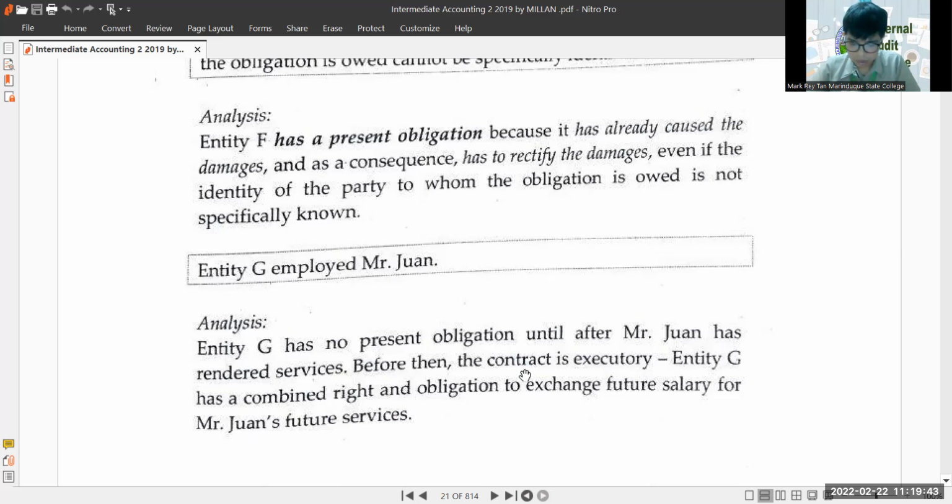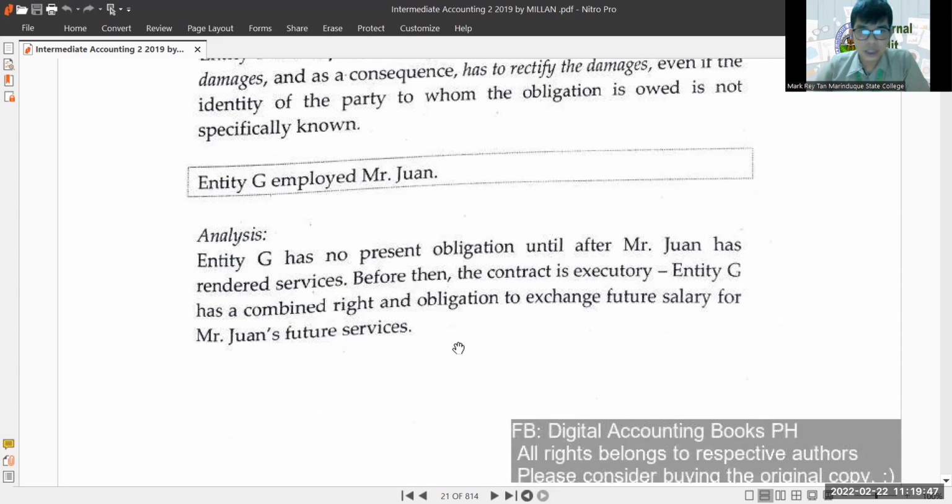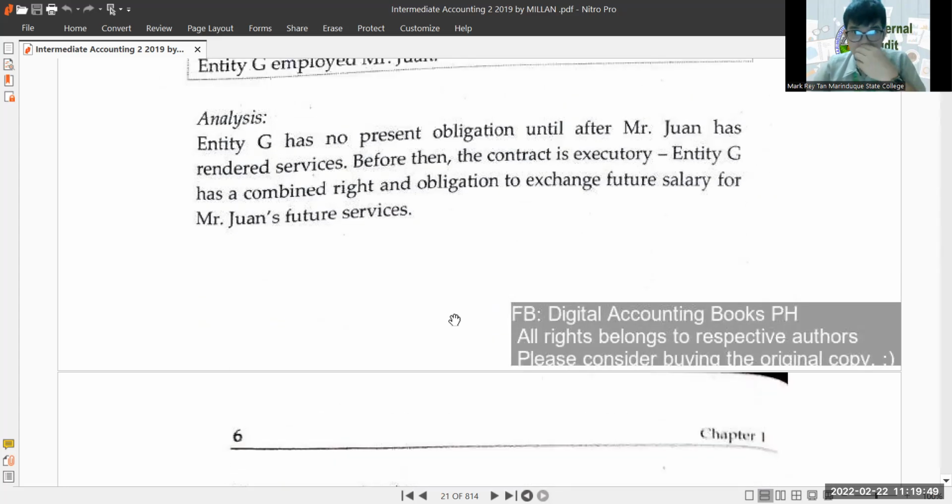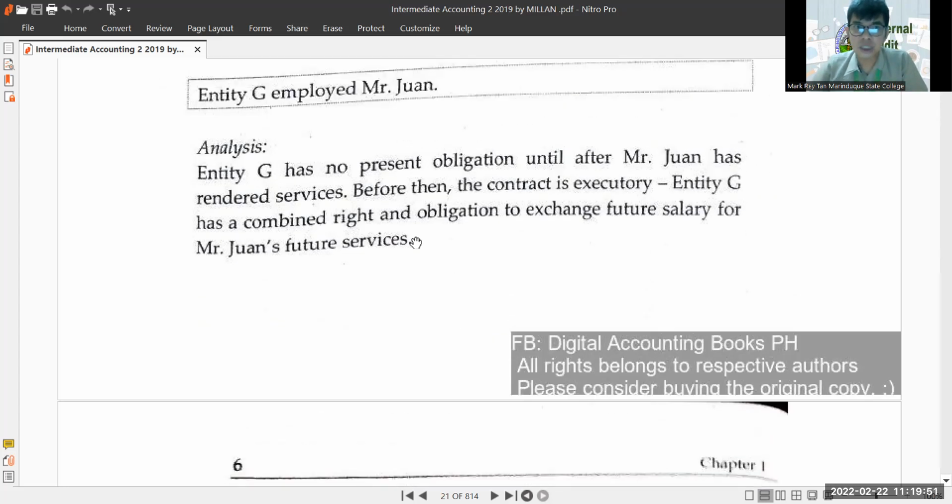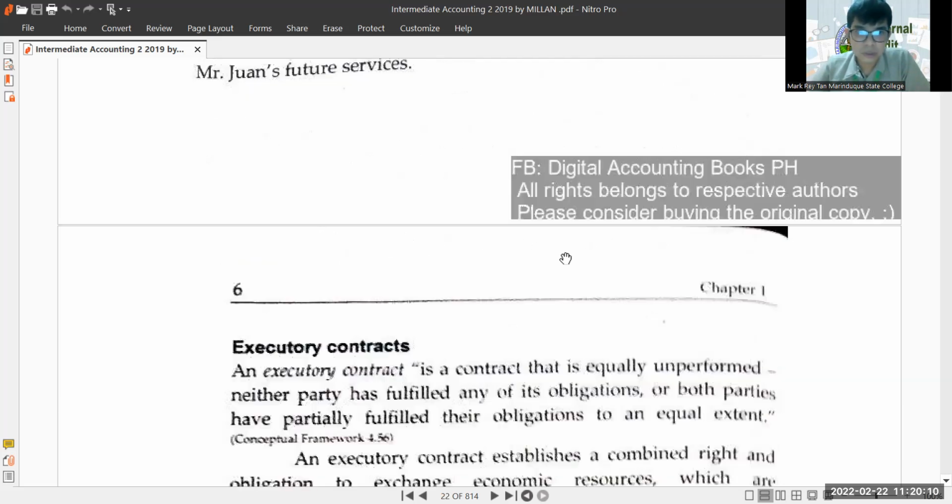Okay, those are the 7 examples. I-highlight lang natin dito. Sinabi kasi dito, ayan, sige, basahin ko. Entity G has no present obligation until Mr. Juan has rendered services. So that's what I was saying earlier. Before then, the contract is executory. So ano ba ibig sabihin ng executory contract? So mayroon naman definition dito yan.